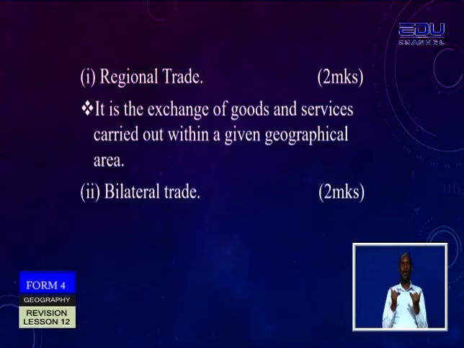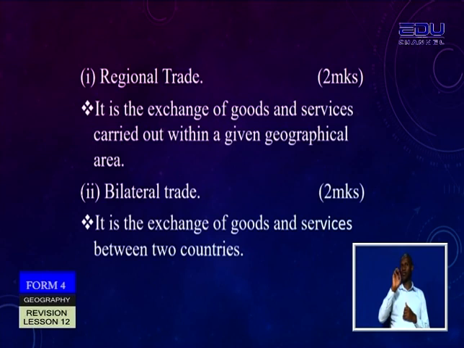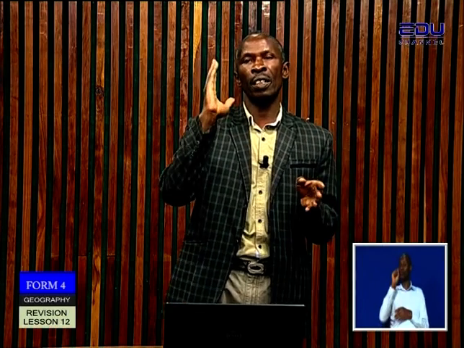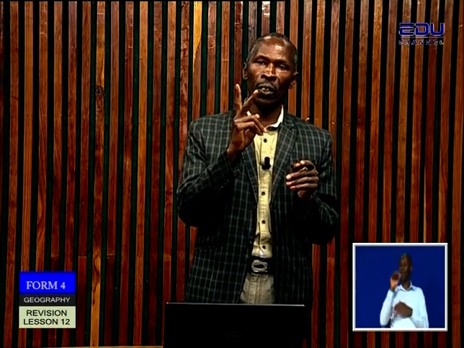Then we go on and consider bilateral trade. What is it all about? It is the exchange of goods and services between 2 countries. Remember, learner, by bi we mean 2. So the moment you talk about bilateral, you are simply talking about 2 trade partners. Could be Kenya and Botswana. Could be Uganda and Zimbabwe. We are talking about bilateral trade, 2 countries. Those are the correct definitions of the 2 terms, and the moment you give such definitions, we give you 2 marks for each one of them.